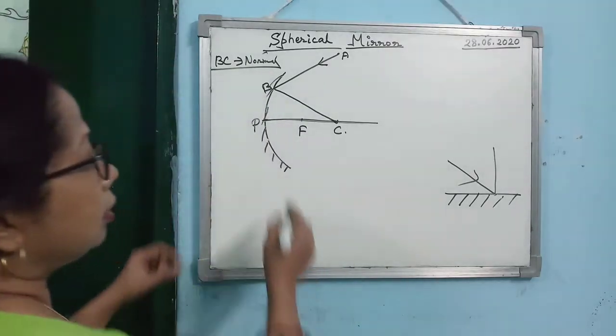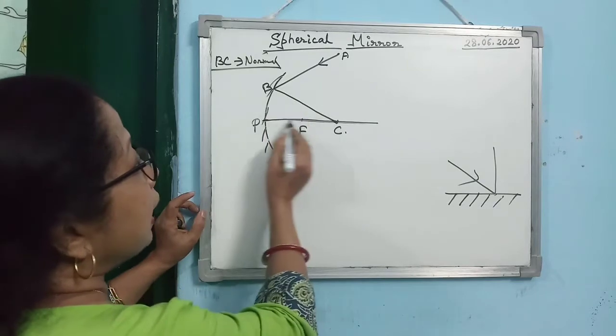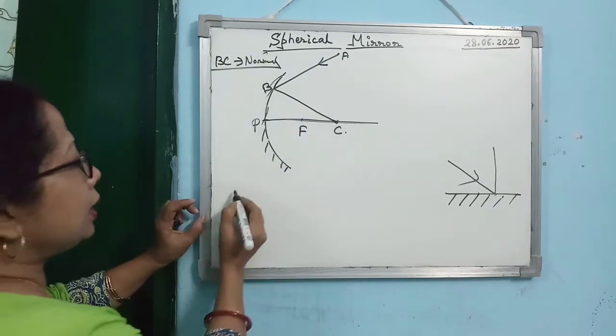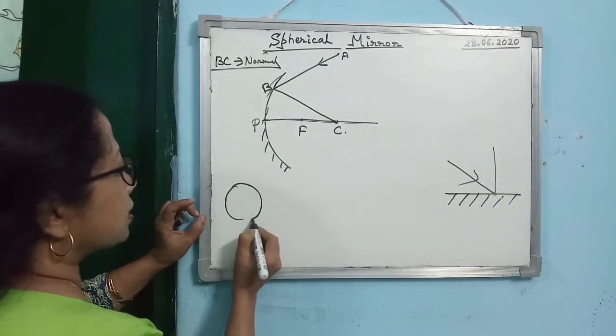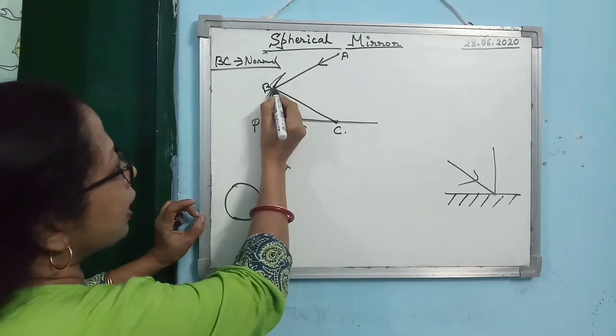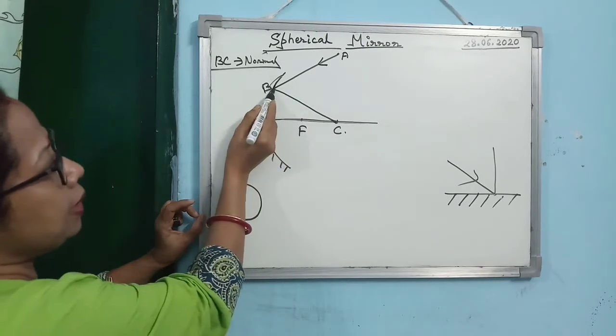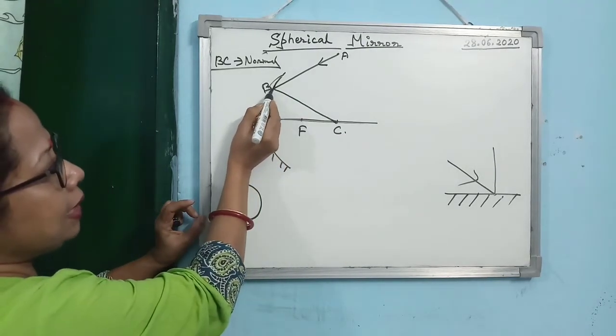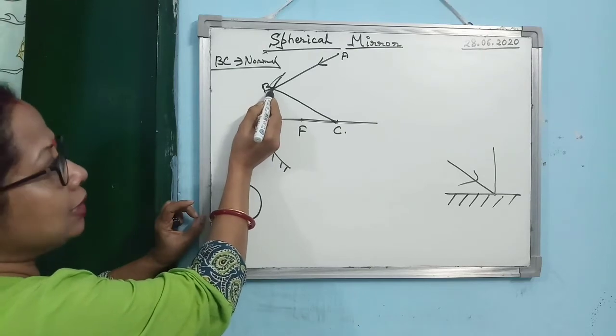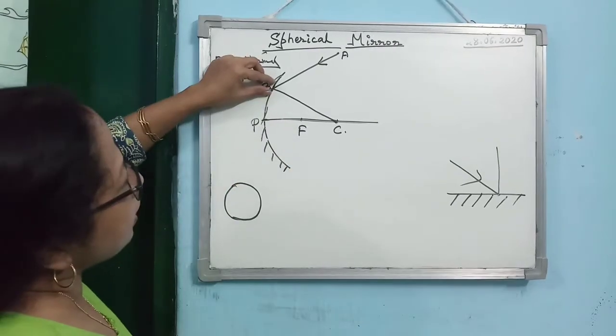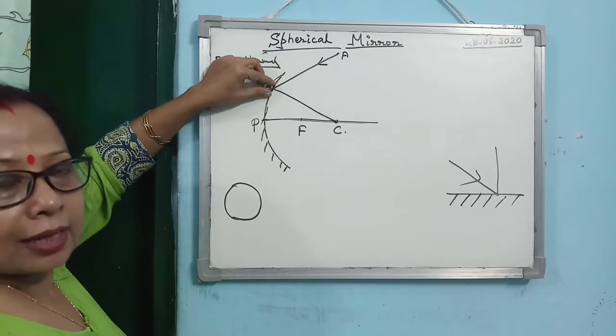How is the concept coming, how can I claim that BC is the normal? The concept is coming from this. You see here, if you take a part of the mirror at the point B, then it will look like a tangent, isn't it? Suppose I have taken this small portion at the point B.